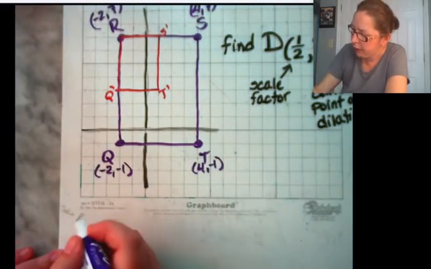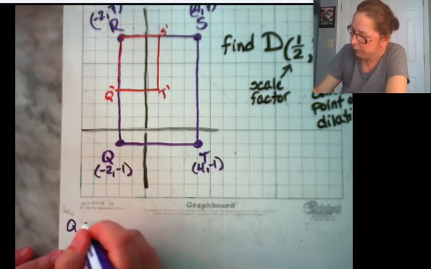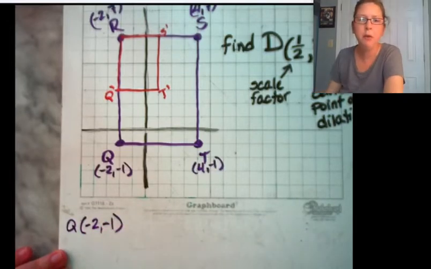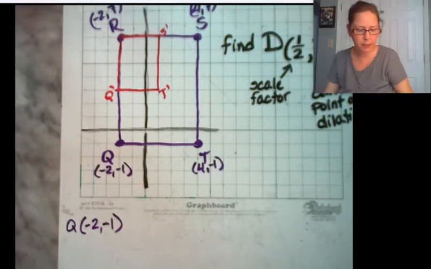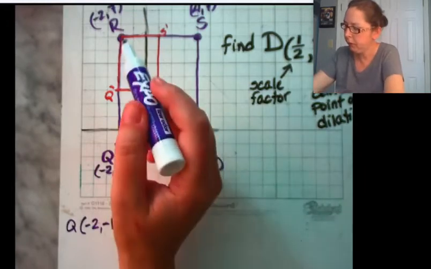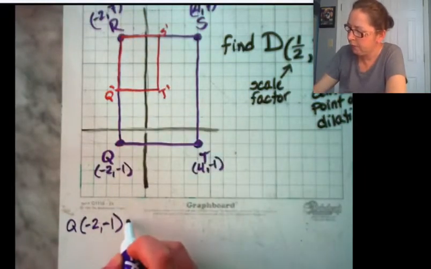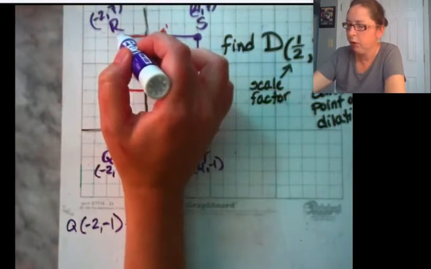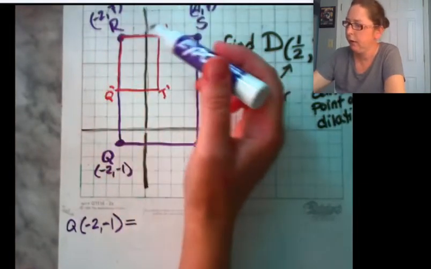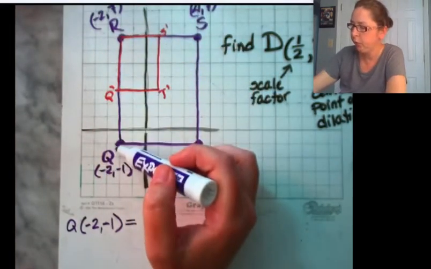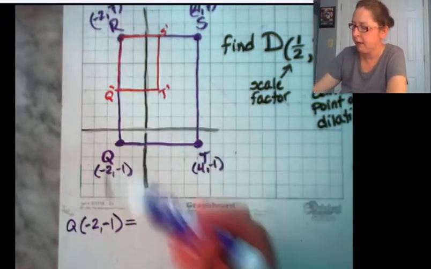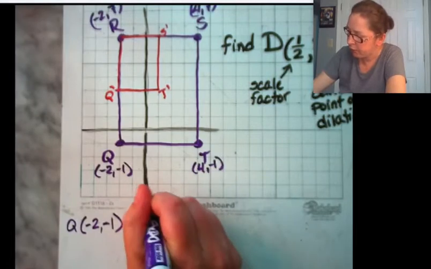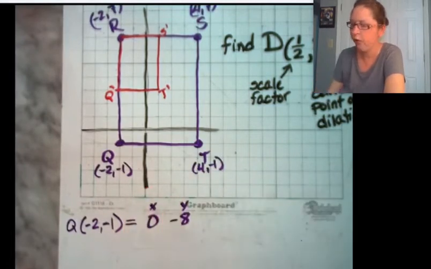Q is currently at -2, -1. How do you get from R to Q? Well, the X value doesn't change at all. You don't go left or right. The Y value is you go straight down. Because it's down, it's going to be -8. So that's the change in the X, and that's the change in the Y.